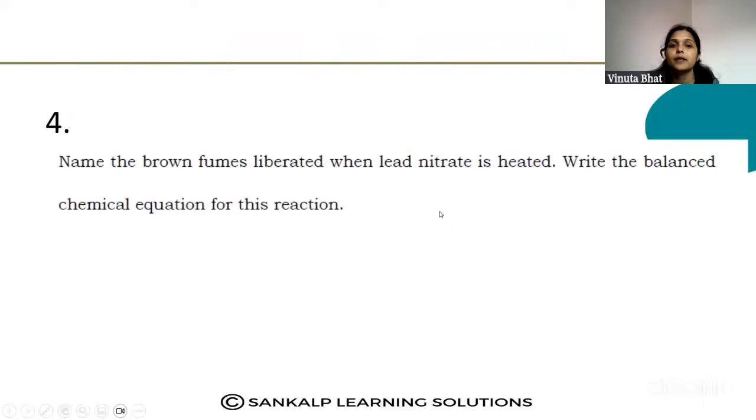Next question. Name the brown fumes liberated when the lead nitrate is heated. Write the balanced chemical equation for this reaction. When the lead nitrate is heated, Pb(NO3)2, right? Write the balanced chemical equation and name the brown fumes. Which fumes are released when this chemical reaction takes place? So that we have to write. Please note down this question.